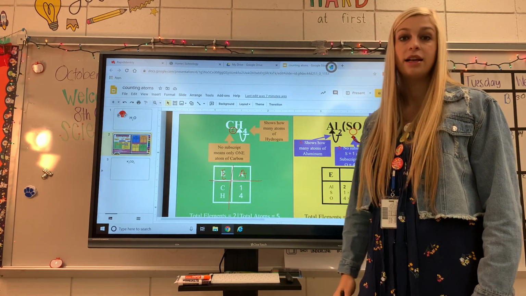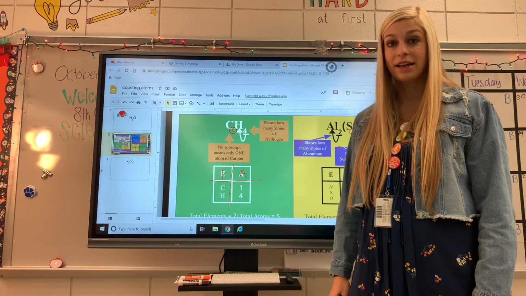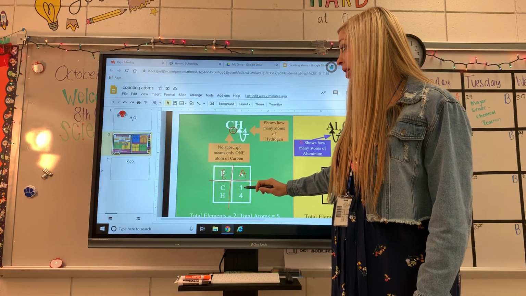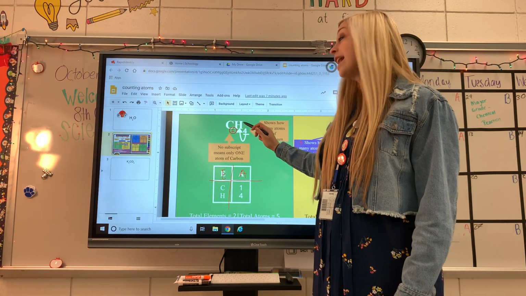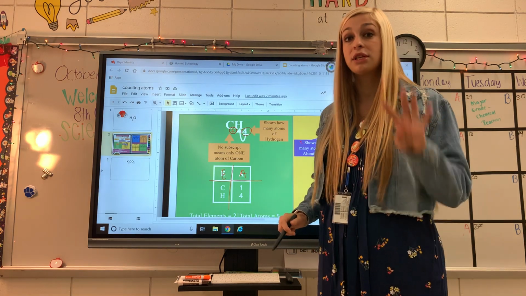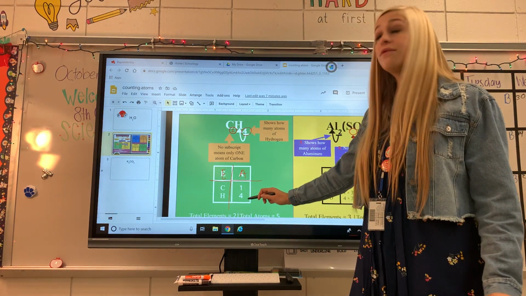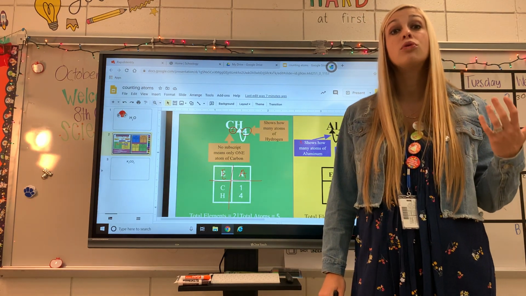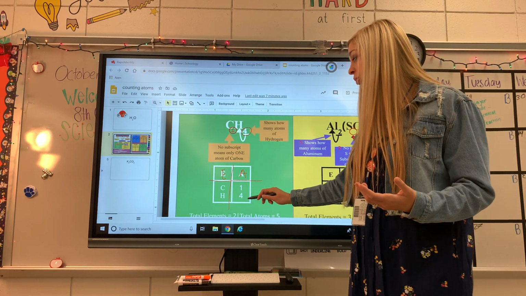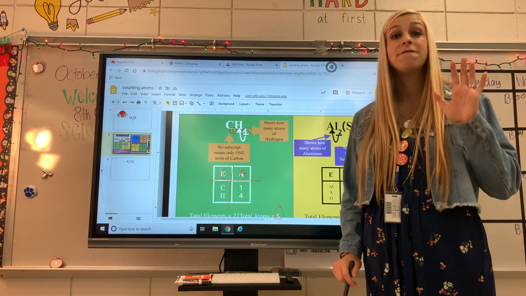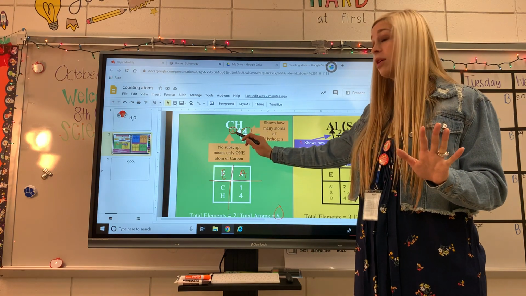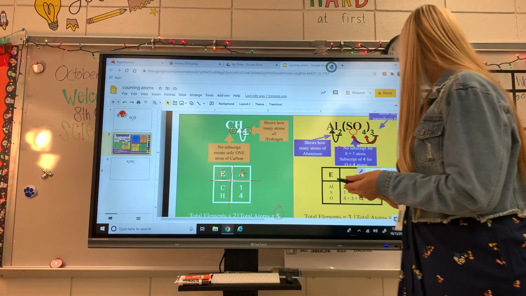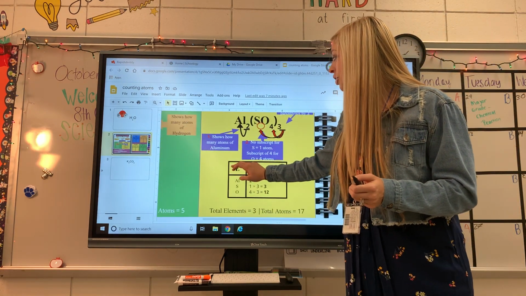On the A side, you list the number of atoms. For carbon, we gave carbon a 1, so there's only 1. For hydrogen, it has a subscript of 4. Remember, subscript means little number, so there's 4 atoms of hydrogen. Underneath the EA chart, you always put the total number of atoms. So 1 plus 4 gives us 5 total. There's 1 atom of carbon, there's 4 atoms of hydrogens. All together, there's 5.